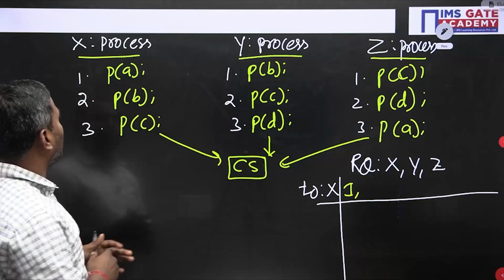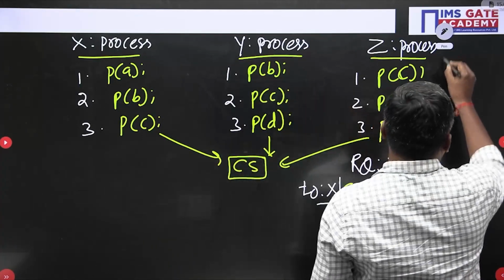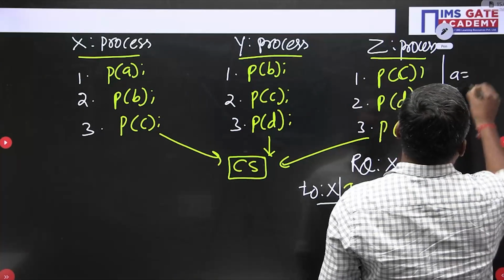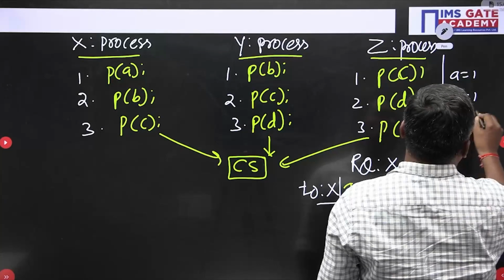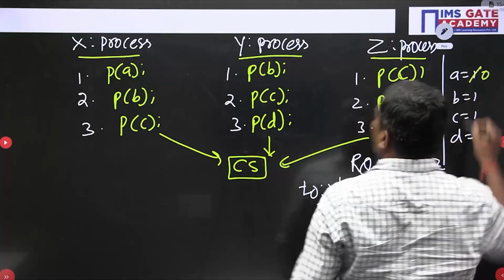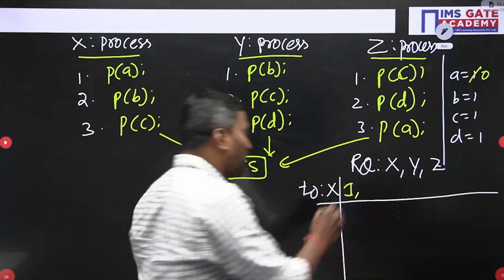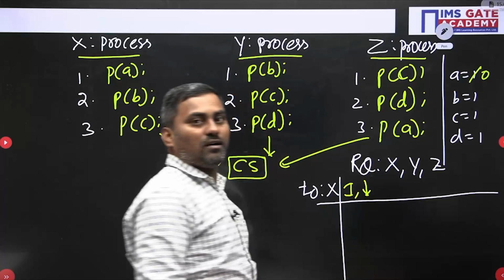X started with down on A. What are the initial values? A is initially 1, B also 1, C also 1, and D also 1. So 1 down is 0, successful. Let's take the situation where preemption occurs here.